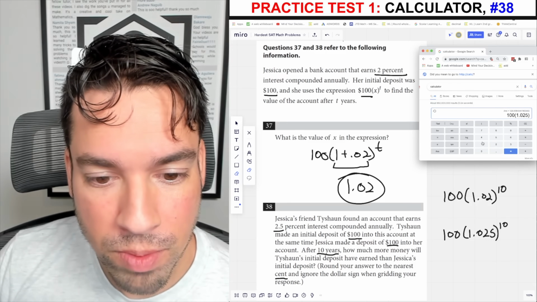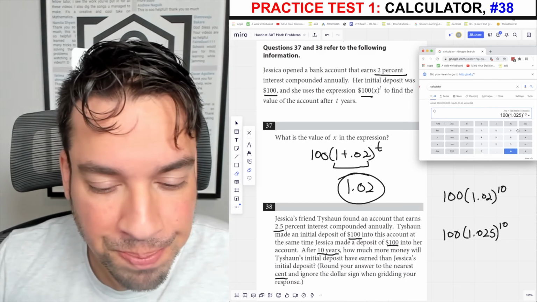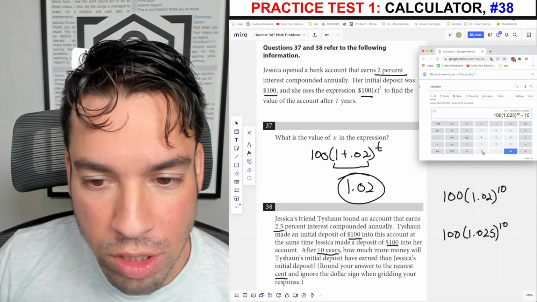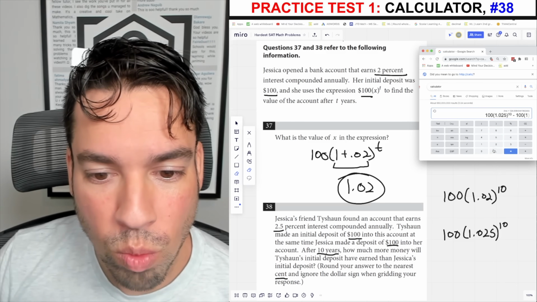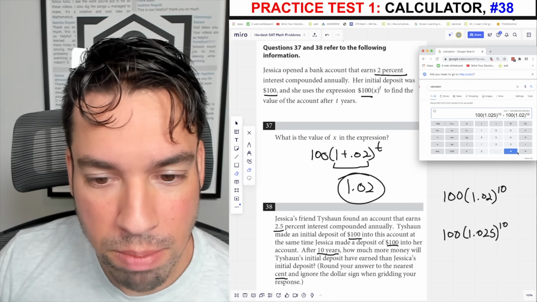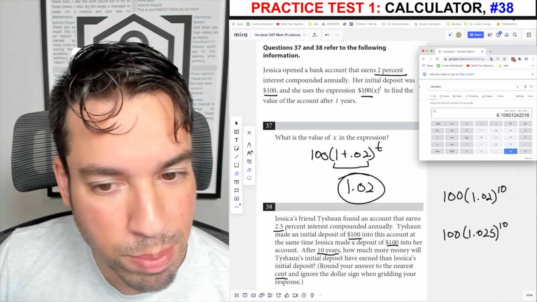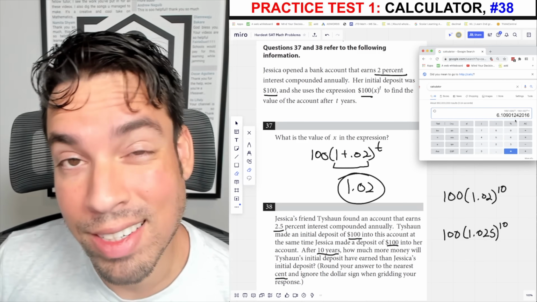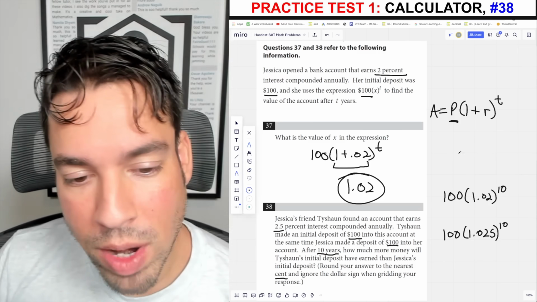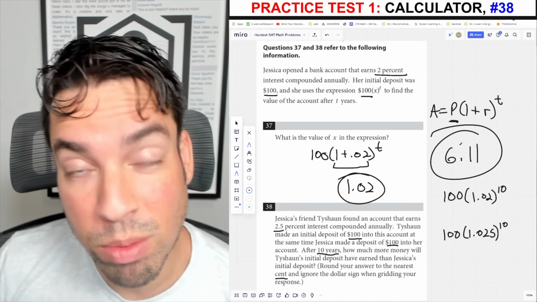So I'm going to triple check my numbers here: 100 times, this is Tayshawn's value, because that's the larger value, to the 10th power. And it's that minus Jessica's amount, which is 100 times 1.02 to the 10th power. Now again, it says round your answer to the nearest cent very specifically, so we can't just write 610, it would be incorrect. The correct answer rounding up is 6.11, boom, done.